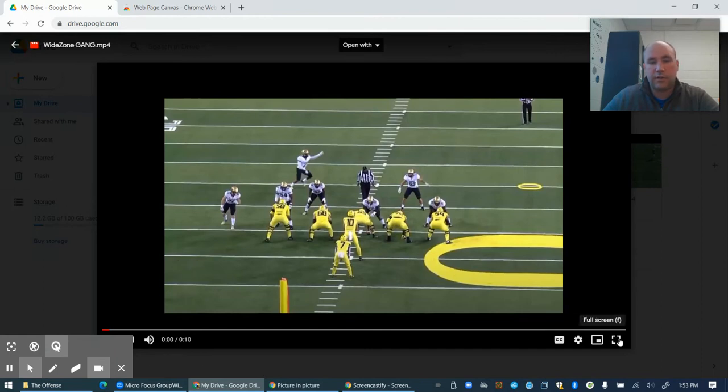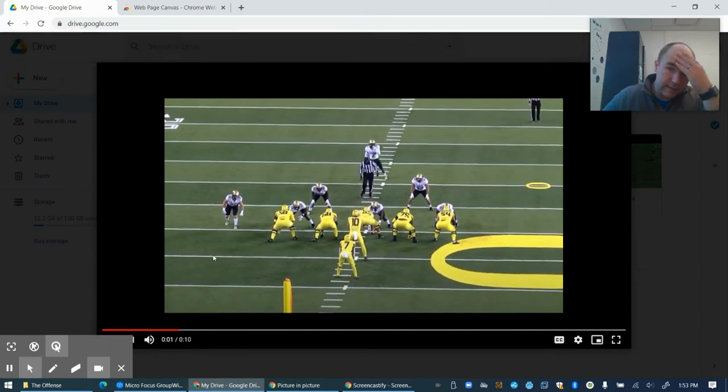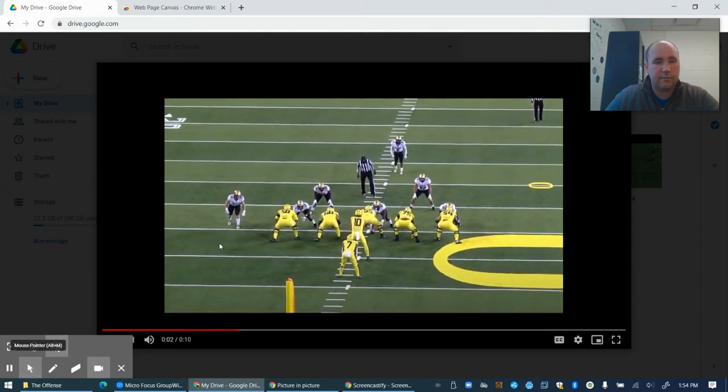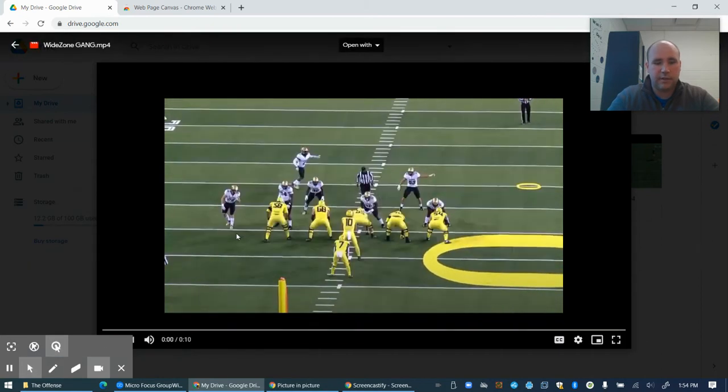Now, the first thing we need to talk about with blocking, on day one install, it's not about covered. It's not about uncovered. It's not about combos. The first thing we talk about is everybody steps with the play side foot. You should have all 5 O-linemen on the first step look the same. Okay, let's see if they get that done.